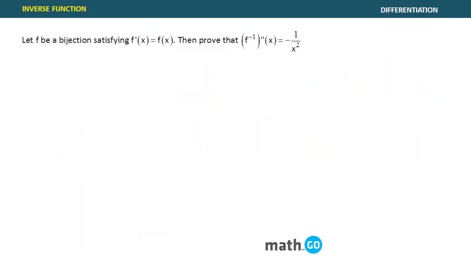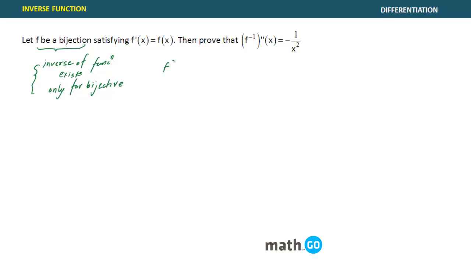Let us take another problem to understand the concept of inverse functions with respect to differentiation. It says f is a bijection. So why is this particular statement given, that f x is a bijection? We know that the inverse of a function exists only when it is a bijective function. So this is the logic for why it is given. Otherwise you cannot solve this function.